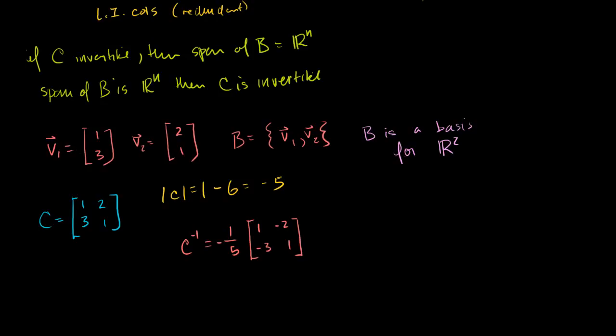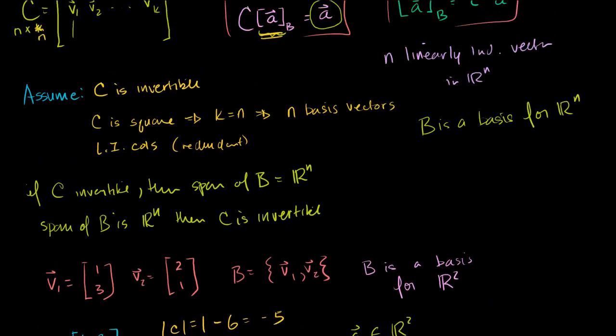So let's say that I have some vector a that is a member of R2. And let's say, I'm just going to pick some random numbers, a is equal to 7, 2. And I want to find out what the coordinates of a are with respect to my basis B.